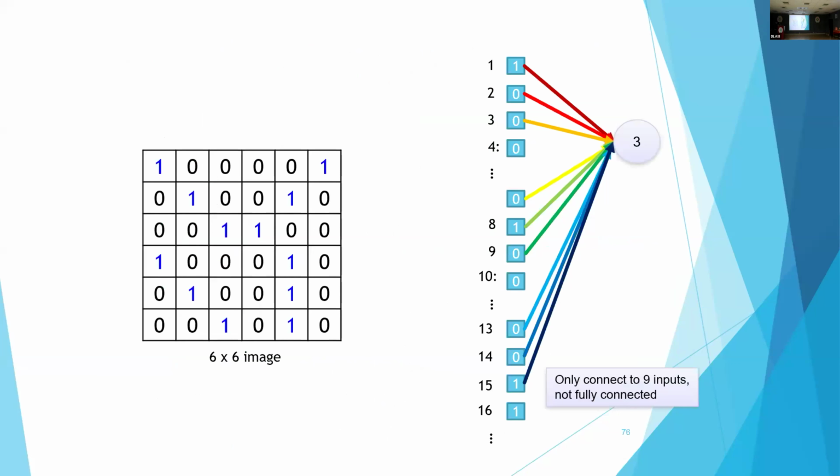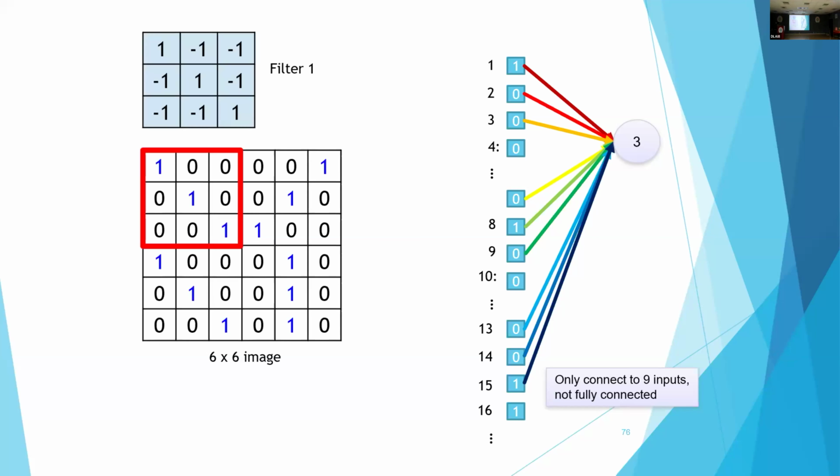So the advantage is, as I pointed out, shared weights. Note that here we have 6 plus 6, 36. Had it been the MLP case, I would have 36 plus 36. But here we have only 3 and 9. Instead of 36, we have only connected 9 inputs, not fully connected, because the window is 3 cross 3. So 9. And this 9 is also shared.